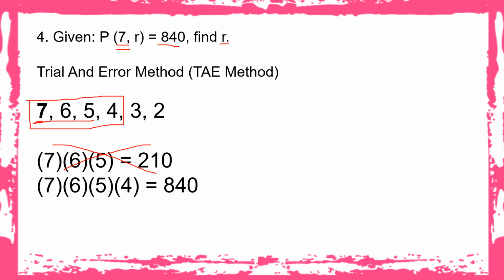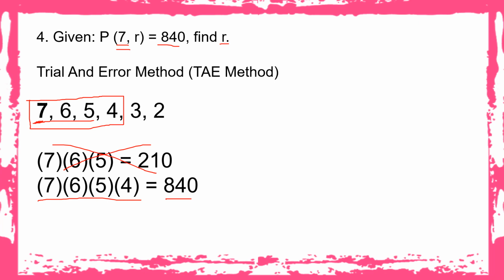The answer is 840. Okay, so we are done with our goal. We need to find the consecutive numbers whose product is 840. Now, the question is, how can we find the value of R? Again, we need to find the value of R. This time, from our consecutive numbers, just look at the smallest or lowest number.